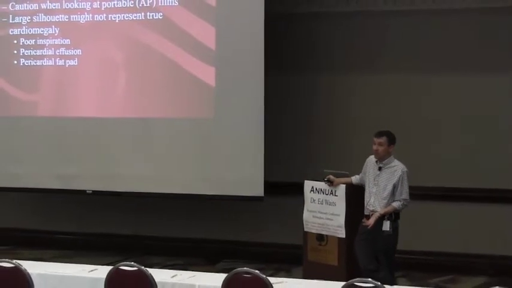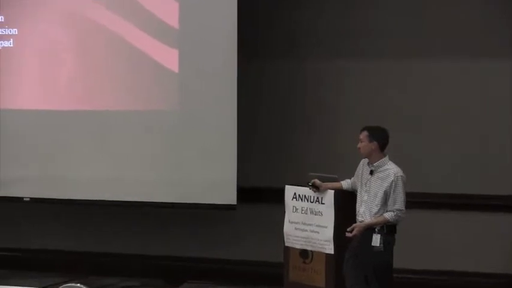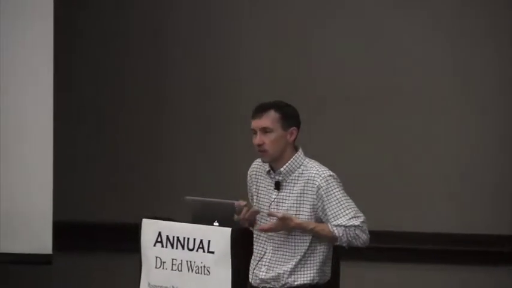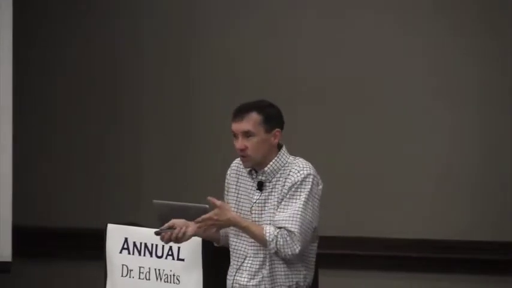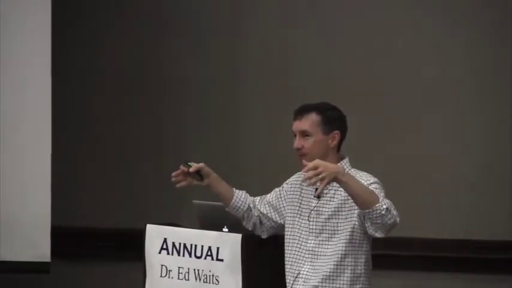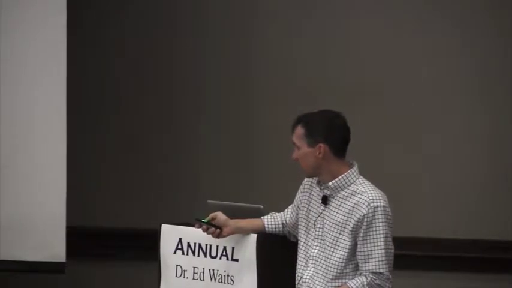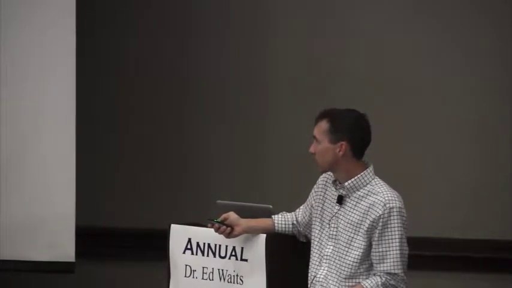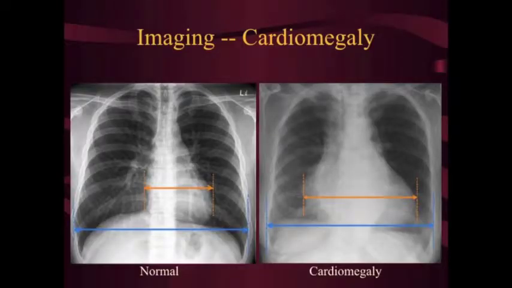Also, a large cardiac silhouette doesn't necessarily mean cardiomegaly. There's a bunch of different things that can do that. If you don't inspire well, then the diaphragm is pushed up and sort of pushes the heart up. It makes it look a little bit bigger. A pericardial effusion is not cardiomegaly. It's just a big cardiac silhouette because the bag around the heart is causing a lot of that whiteness. There are also pericardial fat pads sometimes, which are easier to identify on CT scan than chest x-ray. Okay, well anyway, that's the point I was making about cardiomegaly.